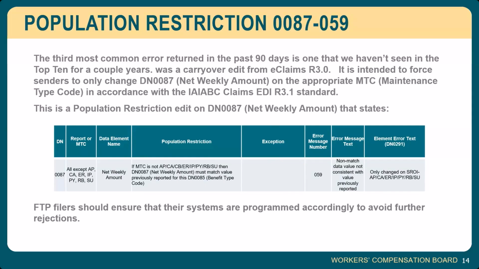The population restriction for DN87 net weekly amount states if it's non-AP, CA, CB, ER, IP, PY, RB, or SU, then the net weekly amount must match the value previously reported for DN85. FTP filers, again, we just ask that you appropriately code your systems and avoid those rejections in the future.